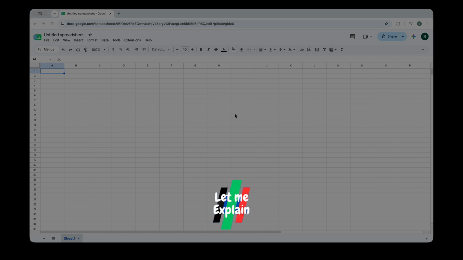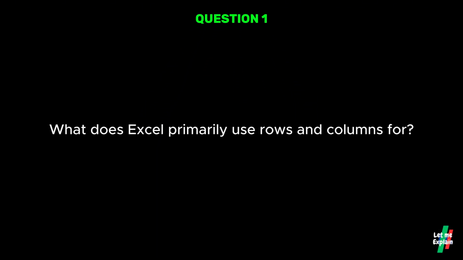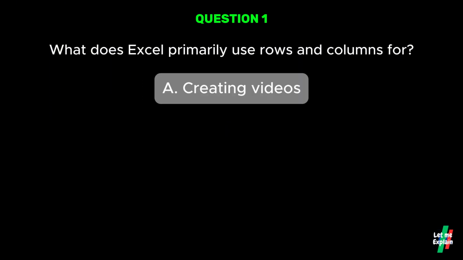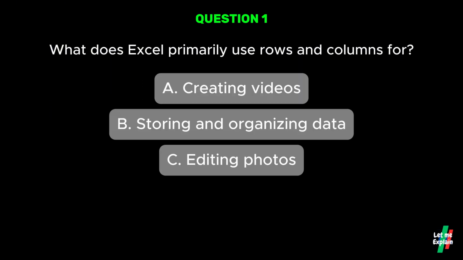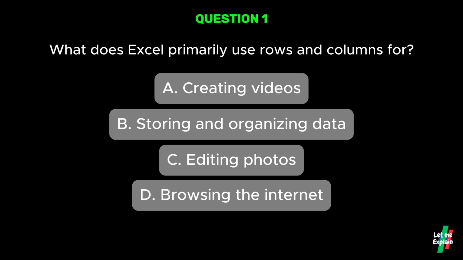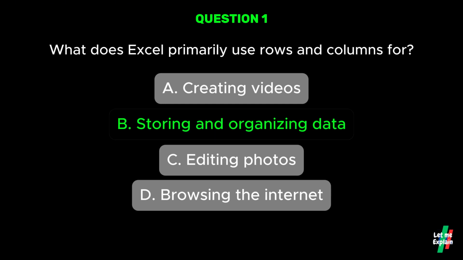Ready? Let's begin. Question number 1. What does Excel primarily use rows and columns for? Creating videos, storing and organizing data, editing photos, browsing the internet. The correct answer is B. Excel is designed to store, organize, and analyze data using rows and columns. Every piece of information is placed inside a cell, making it easy to sort, filter, and calculate data.